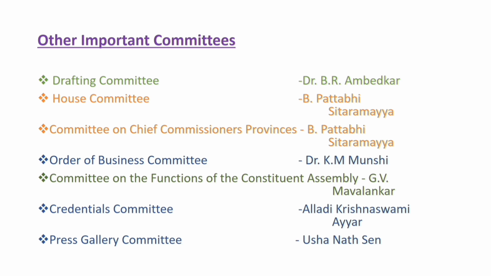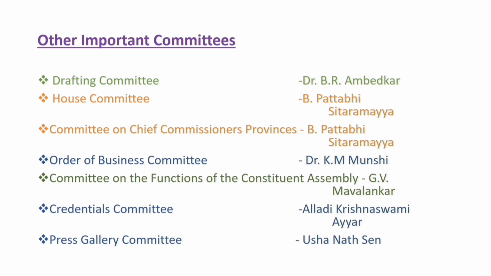Now we will discuss some of the other important committees of Constituent Assembly and its chairman. The first one is Drafting Committee. The Drafting Committee was the most important committee in the Constituent Assembly. Dr. B.R. Ambedkar was the chairman of Drafting Committee. The Drafting Committee was appointed to produce the draft of the Constitution by evaluating all the discussions held in the Assembly. Dr. B.R. Ambedkar was the chairman of Drafting Committee. This is why he was known as the father of our constitution.